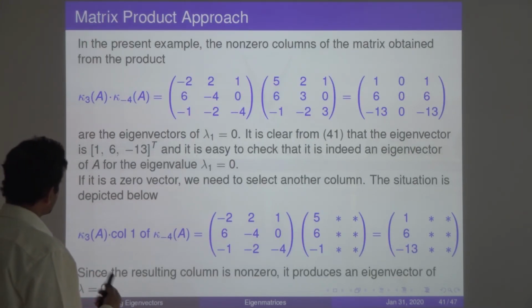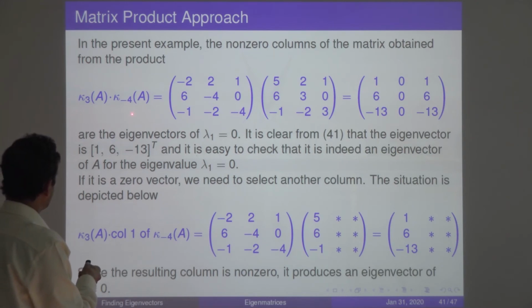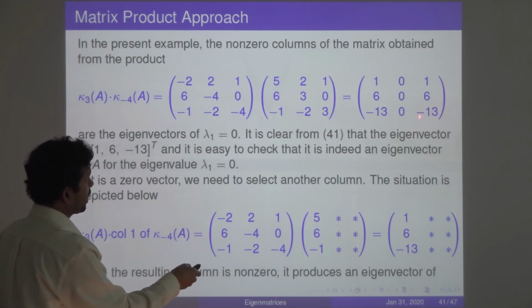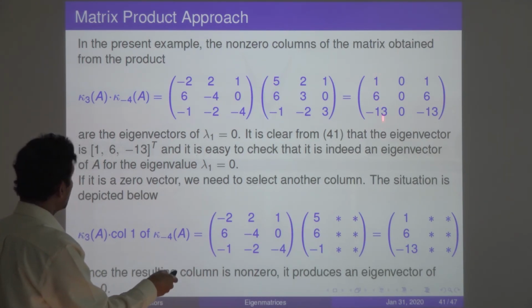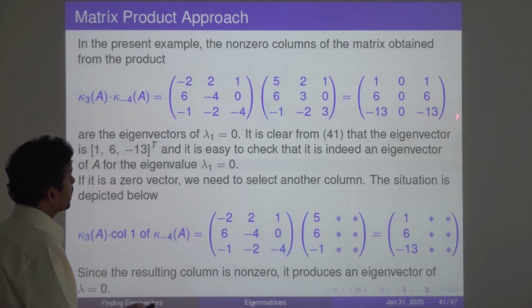Okay, and then there's also another argument. You can simply use the matrix product to find the eigenvectors. For example, let's say we want to find the eigenvector for lambda 3. You're going to multiply the other 2: the kappa matrices for 3 and for -4. When you multiply, this is what you get, and you can see there are some non-zero columns. According to our argument, this is going to be an eigenvector for lambda 1 equals 0.